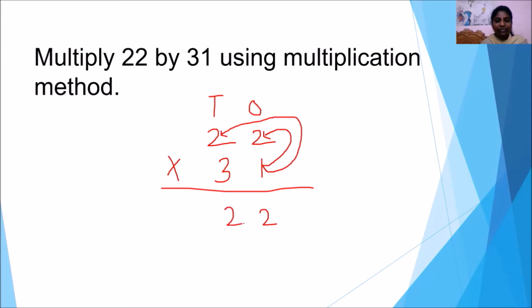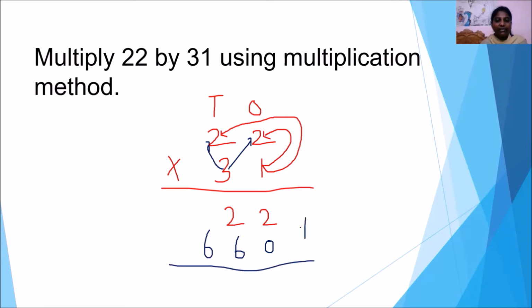Next, what you have to do here? Then we start multiplying from the tens place. So you have to write 0 in ones place. Then you can start multiplying tens place digit with the ones place digit. 3 twos are 6. Next you have to multiply 3 with the tens place digit. 3 twos are 6. Once your multiplication is over, draw the line.